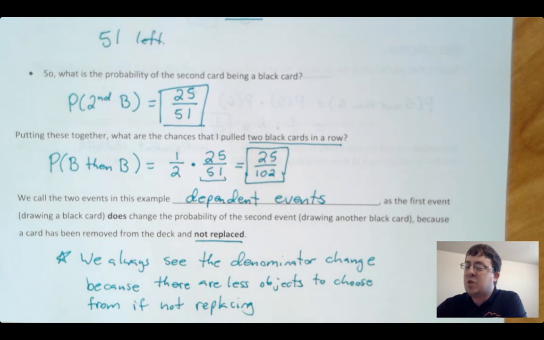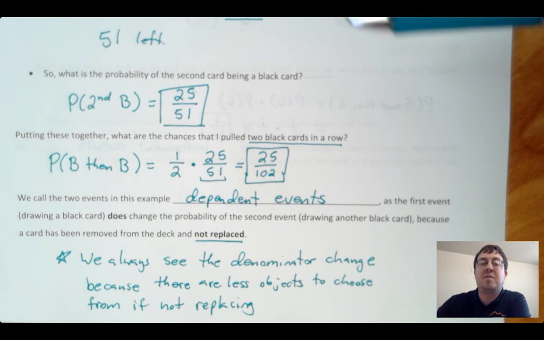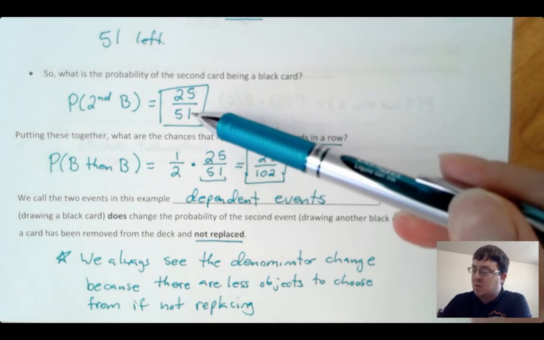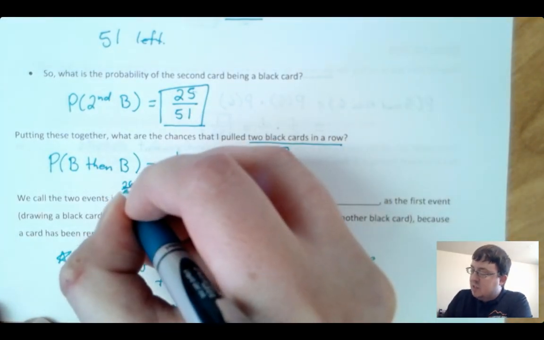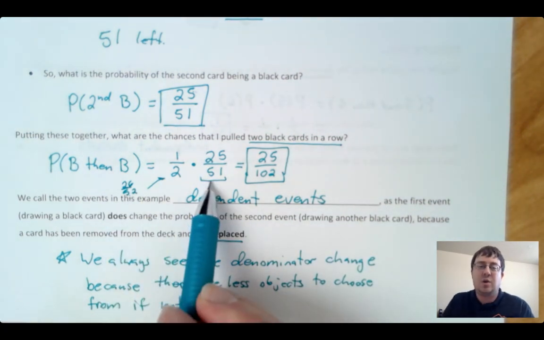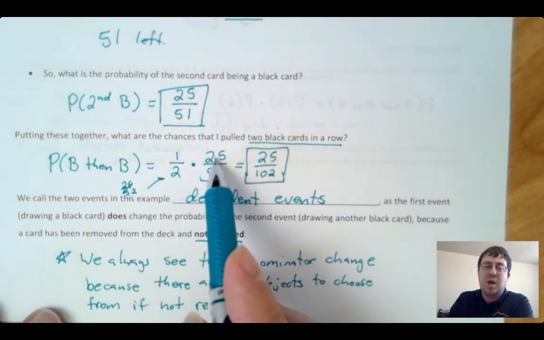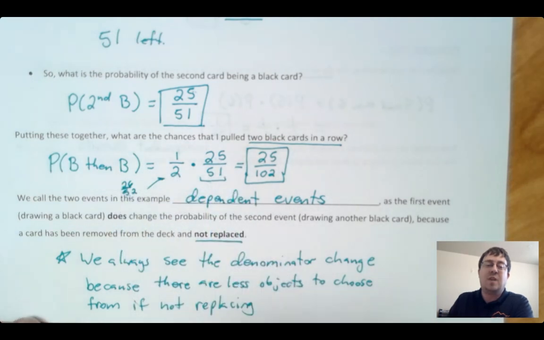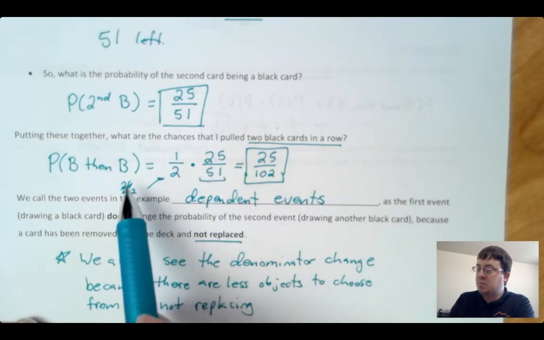We reduced the 26 over 52, the initial probability, to 1/2, but the initial denominator was 52, and now the second denominator is 51. So this 1/2 was actually 26 over 52. So we saw the denominator change from 52 to 51 because there were fewer cards. The numerator also changed because we were drawing black cards and had fewer black cards, but the numerator does not always have to change if we're looking at different colors and things. But the denominator will always change.